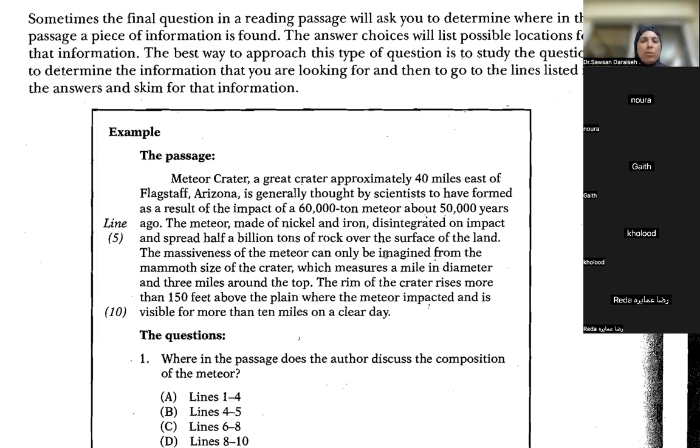When it hit the ground, when it impacted the ground and created what, the mammoth size of the crater.